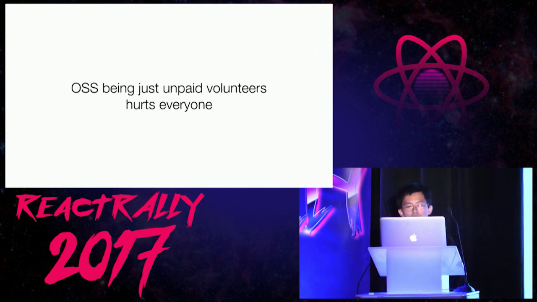I think open source being just unpaid volunteers hurts everybody, because it biases to people that have time, that are able to do those things in their free time. But I think what we want to do is think about how we can make open source work indistinguishable from regular work. When people ask me what I do, I say, oh, I work 50% on open source and 50% on real work. The fact that I still feel like I have to say that means that I don't consider open source work real work, when that is what I do. That's part of the job.